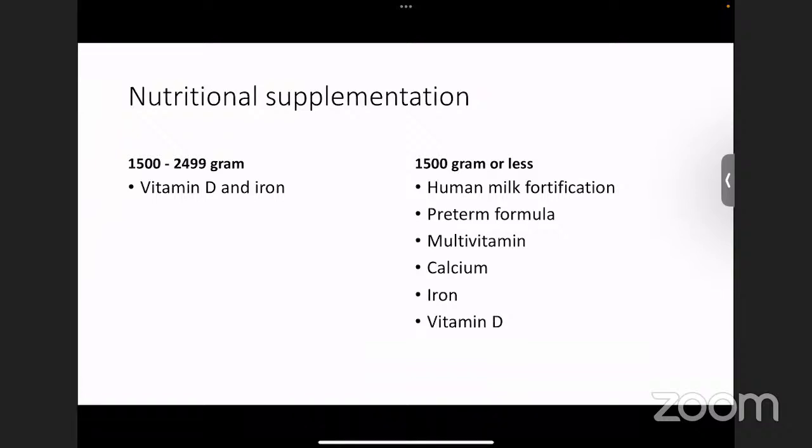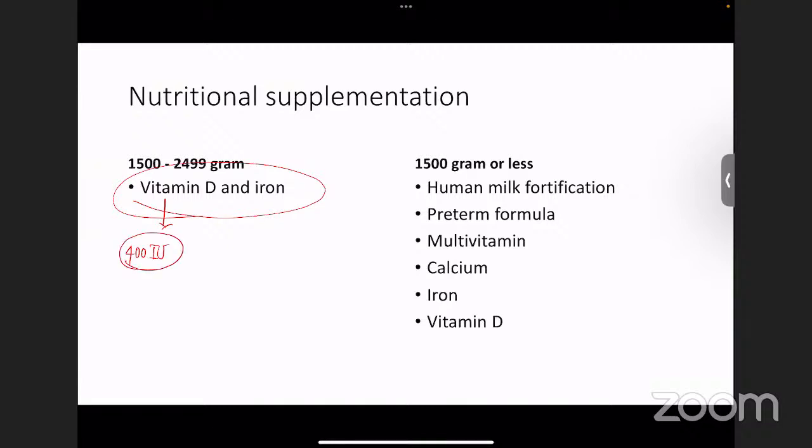So what are the nutrition supplementations? For any baby between 1500 to 2499 gram, go with vitamin D and iron. Vitamin D is recommended even for preterm or any term baby, 400 international units OD till the age of 1 year. Iron should be started after 6 weeks with a dose of 2 to 3 mg per kg per day OD till the age of 2 years.